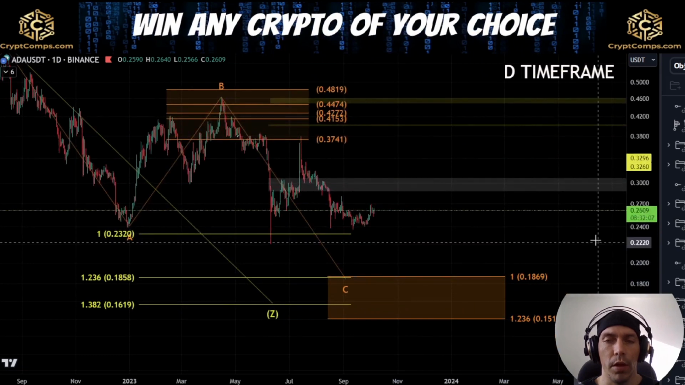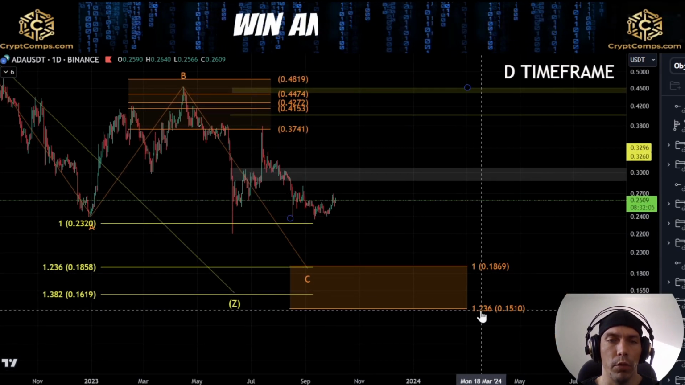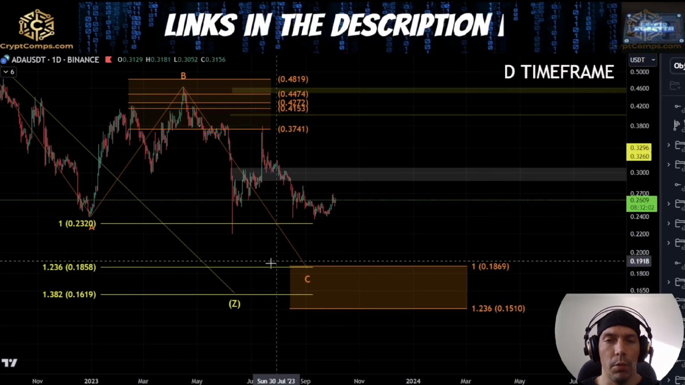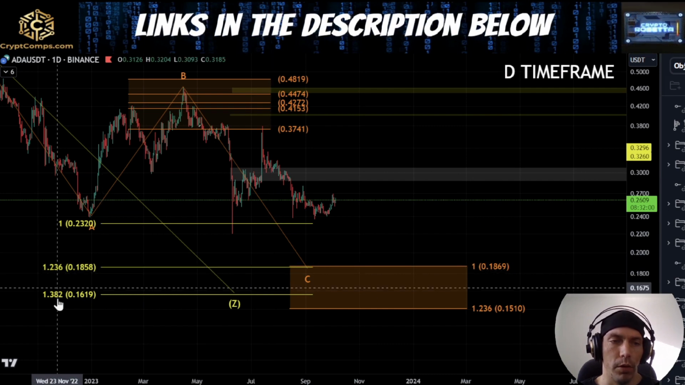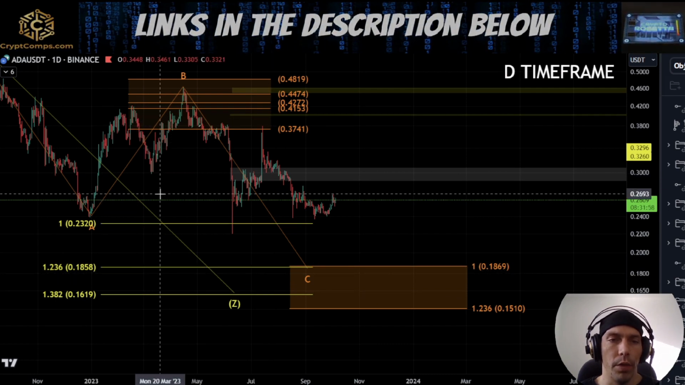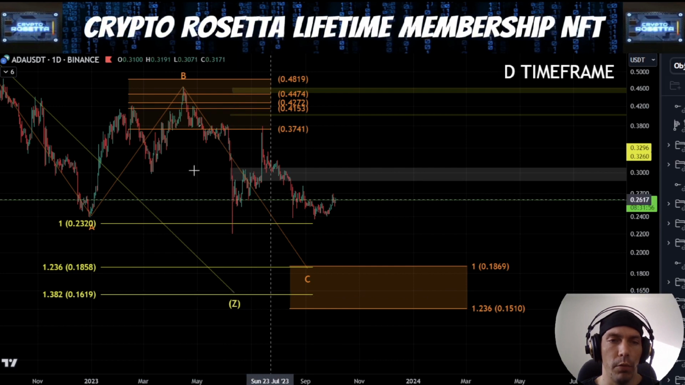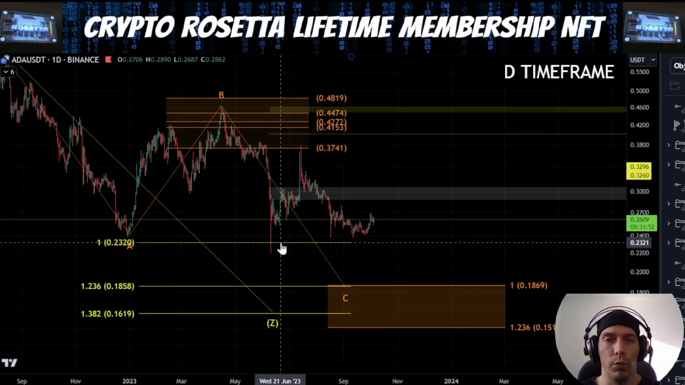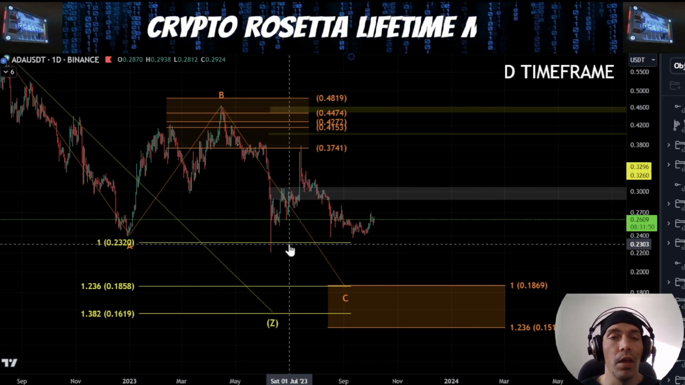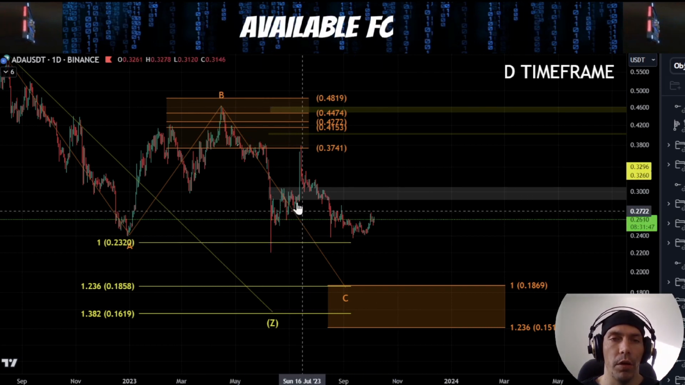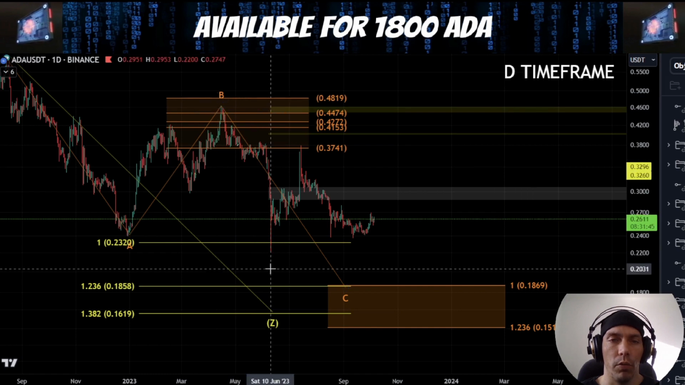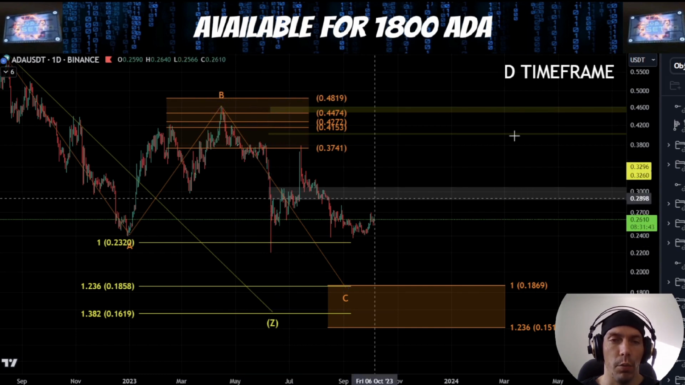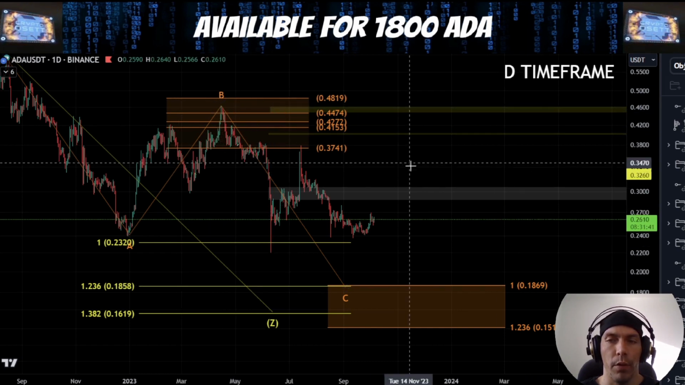Now the target would be this 1-to-1 to this 1-2-3-6 most typically, and we do have some overlap between the 1-2-3-6 and the 1-3-8-2 of the higher degree W wave, which would also align with coming back into some of these lower levels. We have, however, hit this 1-to-1, so we need to respect the idea that we could see a rally. But the problem is that this move down here does just look like 3 waves, and what I would be looking for is a 5-wave move down.